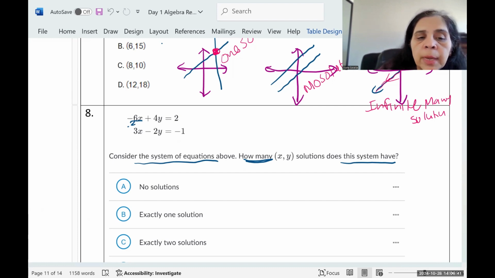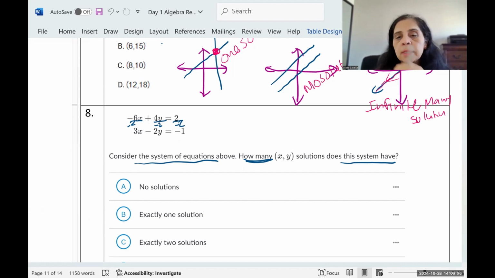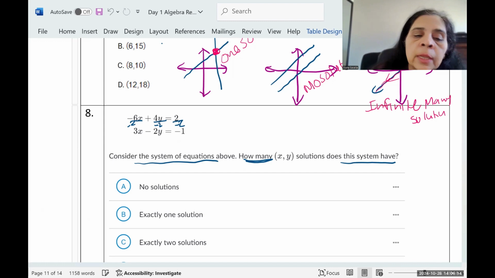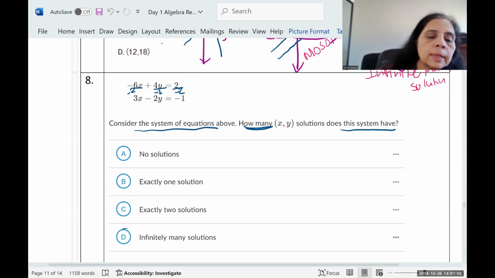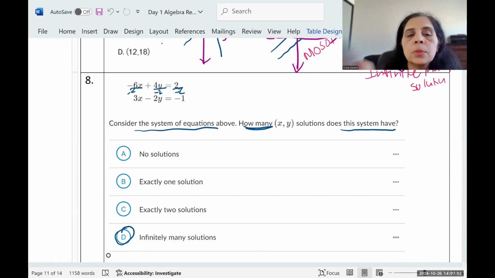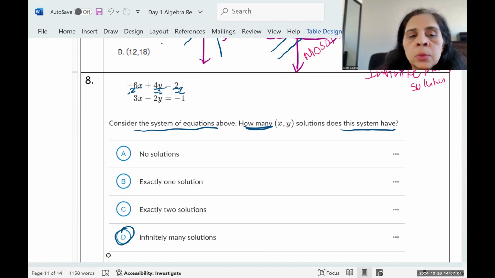No, I'm dividing by negative 2, right? To get 3x. Here also you are dividing by negative 2 and negative 2. If I'm dividing by exactly the same number on both sides and I get the second equation, that means it's infinitely many solutions, right? So we can see here, answer choice D.